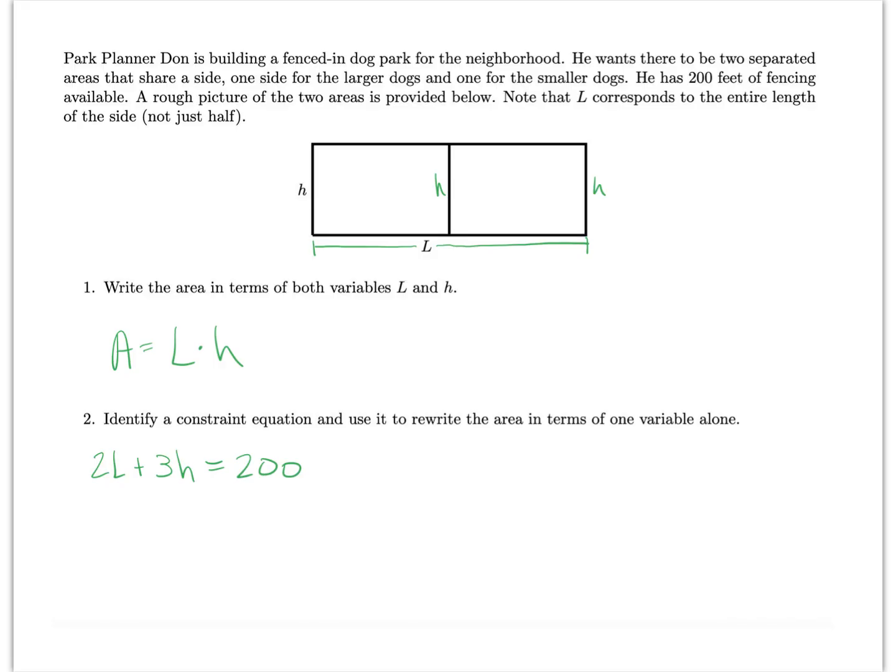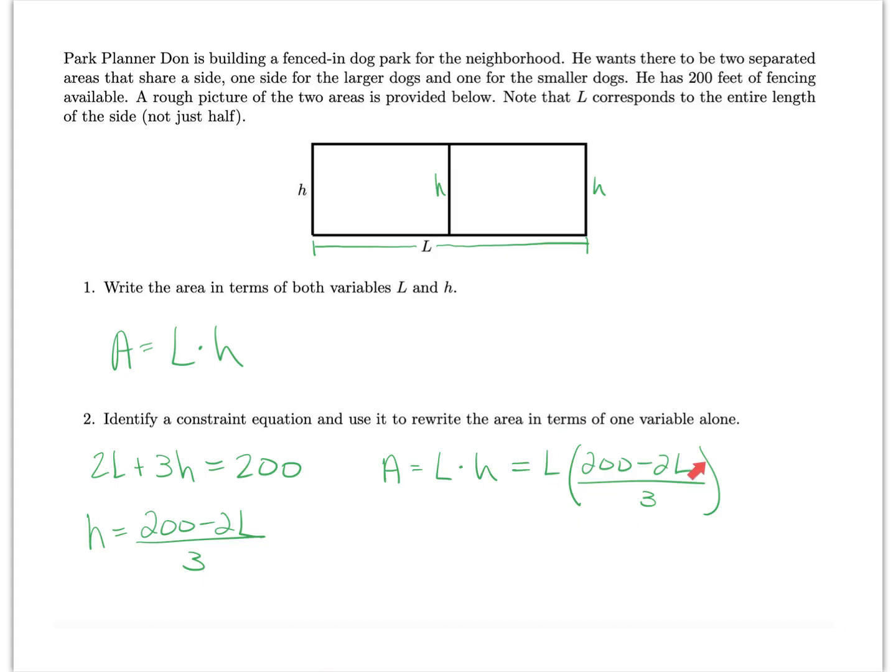And I could solve for one of these variables, say H. H is going to be 200 minus 2L over 3. And then I'm going to use that in my A equals L times H equation. I'm going to replace my H with this expression. So this is L times 200 minus 2L over 3.